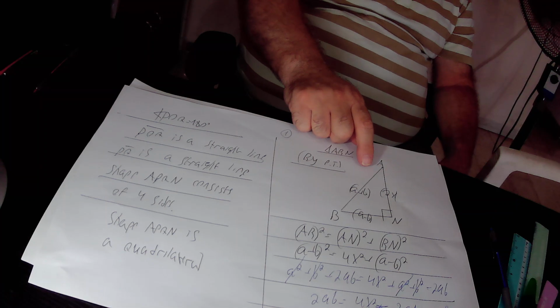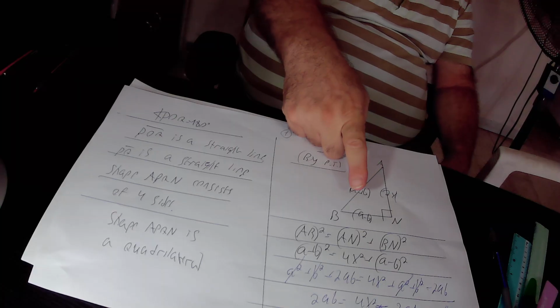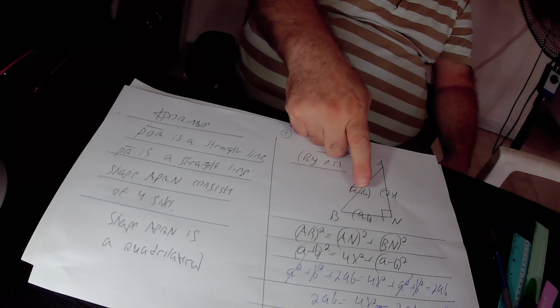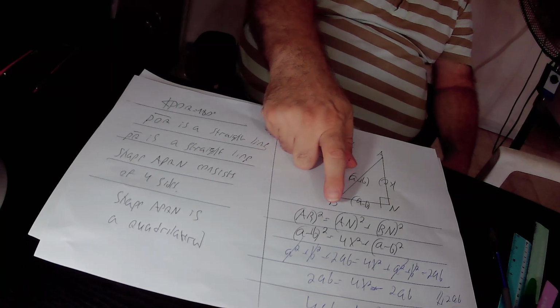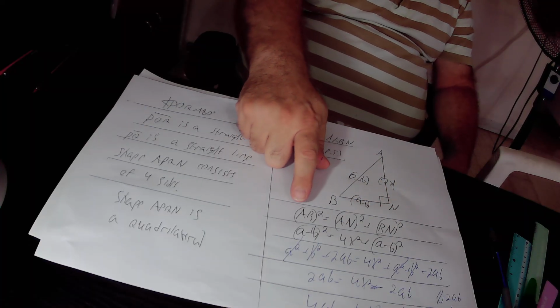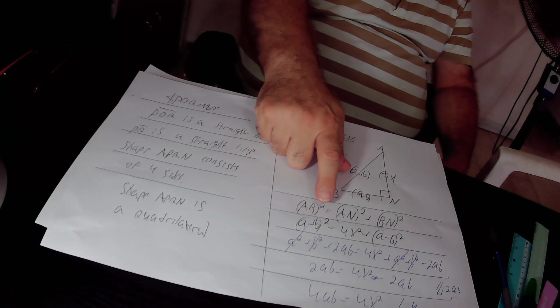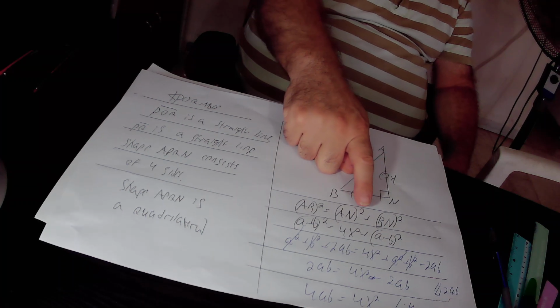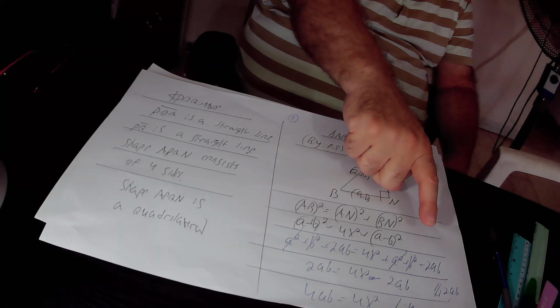AB is A plus B, therefore AB square is (A plus B) squared, and it is equal to AN square plus BN square. AN is 2x, therefore AN square is (2x) squared, that is 4x squared, plus BN square. BN is A minus B, therefore BN square is (A minus B) squared. So in total, (A plus B) squared equals 4x squared plus (A minus B) squared. Here we open the brackets on both sides of this equation, and find that (A plus B) squared equals A squared plus B squared plus 2AB, and it is equal to 4x squared plus (A minus B) squared. (A minus B) squared equals A squared plus B squared minus 2AB.